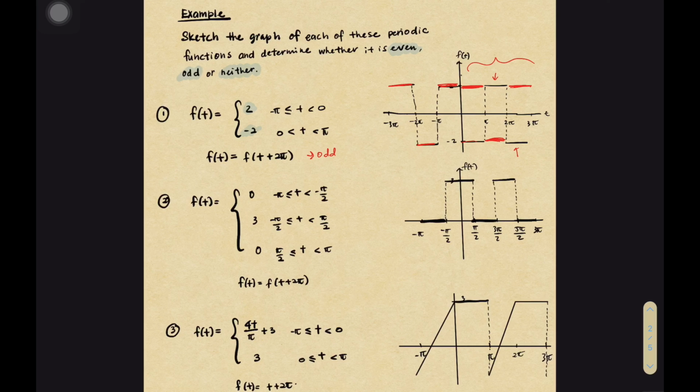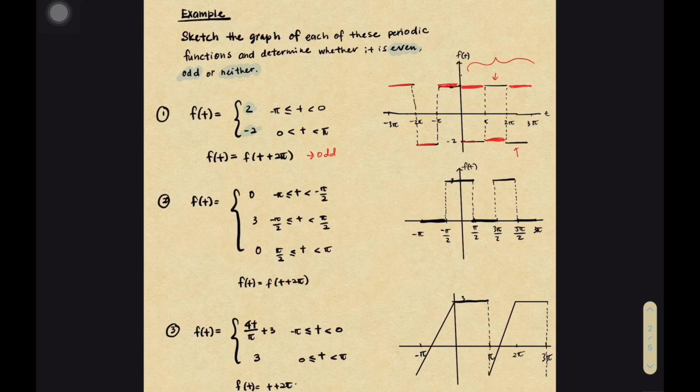Okay, so this is one of the methods that we can use to determine whether our function is even, odd, or neither even nor odd. Either that, or we use the function f(t) equal to f(-t), or f(-t) equal to negative f(t), as before.